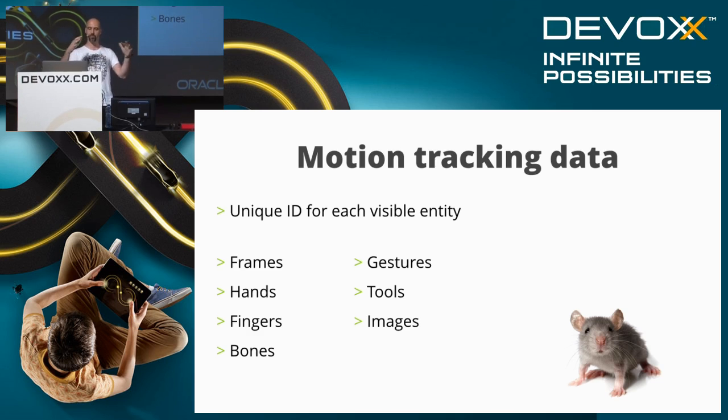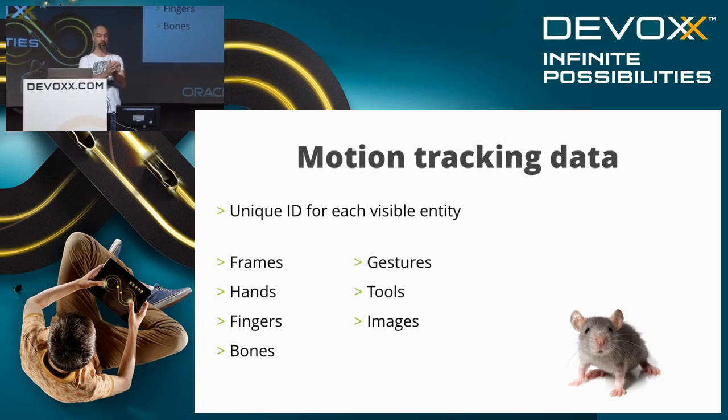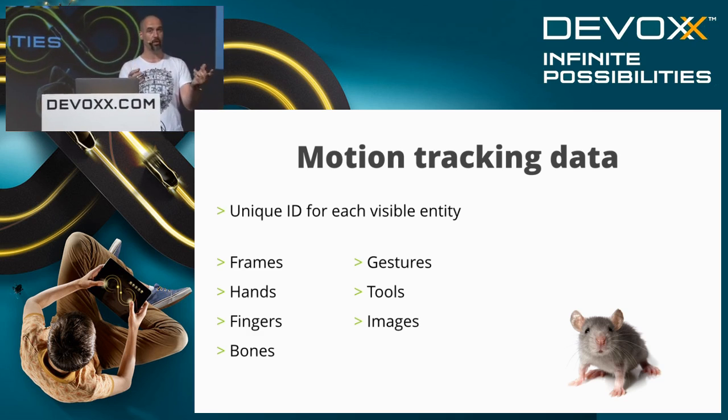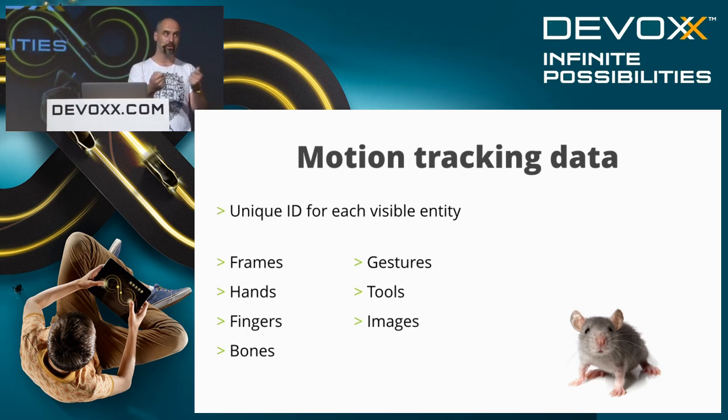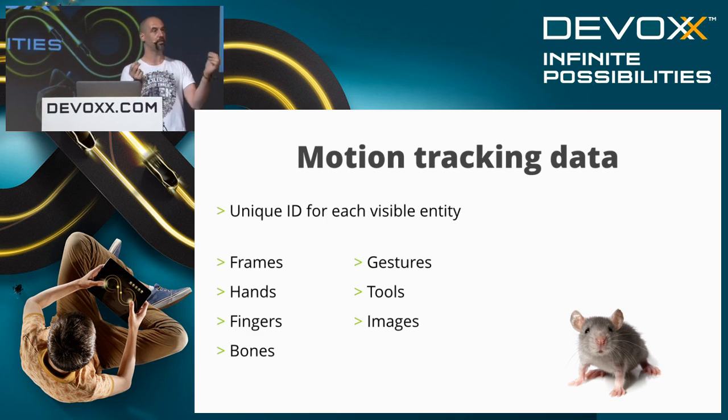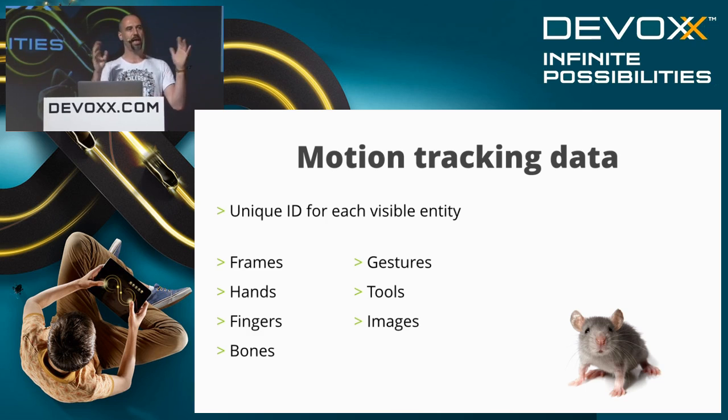You get the hands, the fingers, the bones inside your fingers, the gestures that you've done. If you're working with tools, the tools that you're interacting with, because it can, for example, detect that you're holding a pen or a thicker pen or a smaller pen. So you can, for example, attach different behaviors to that. And then the images that I just showed. And the thing is that each of those has a unique identity.